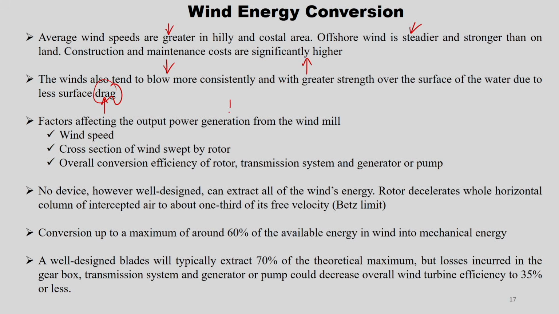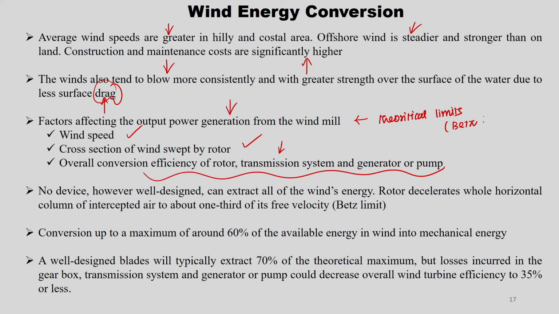The factors affecting output power generation from the windmill are wind speed, the cross section of the wind swept by the rotor, which we call the rotor area, and then the overall conversion efficiency. There are theoretical limits for the efficiency that we are going to discuss in detail, called the Betz limit. Out of this theoretical limit, when it goes for practical installation, then you will have the rotor, transmission system and generator or pump. Their conversion efficiency and their losses are also included in the theoretical limit.